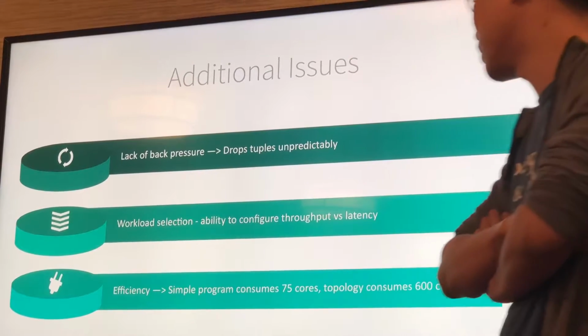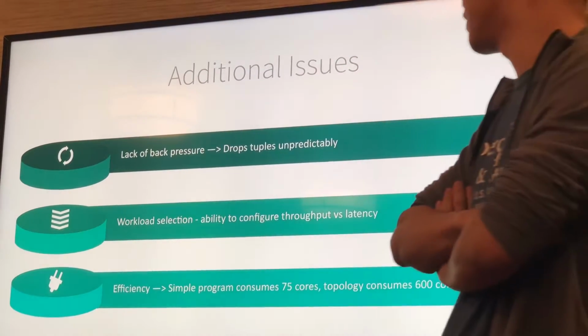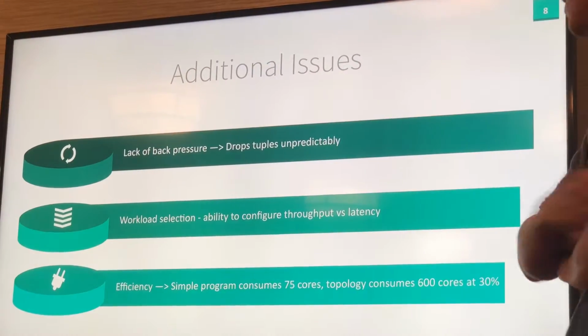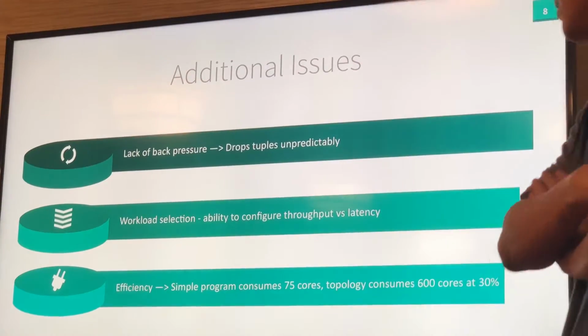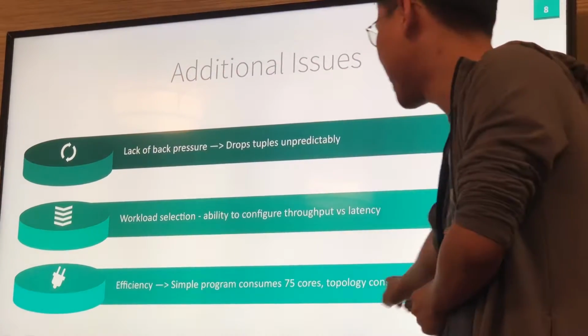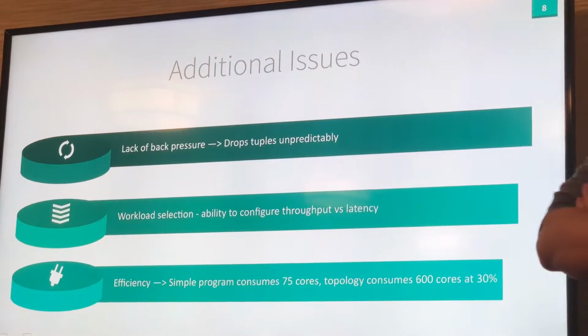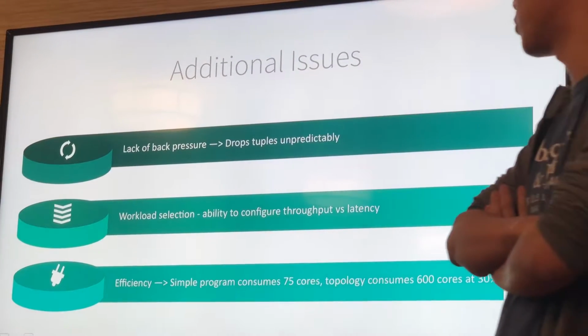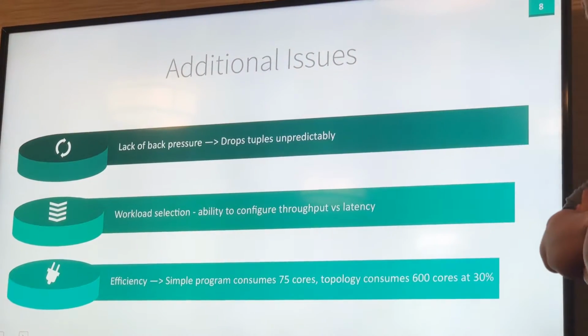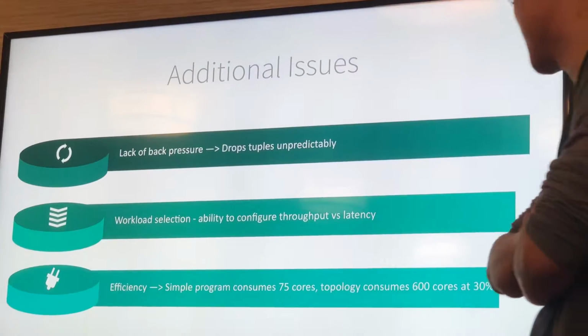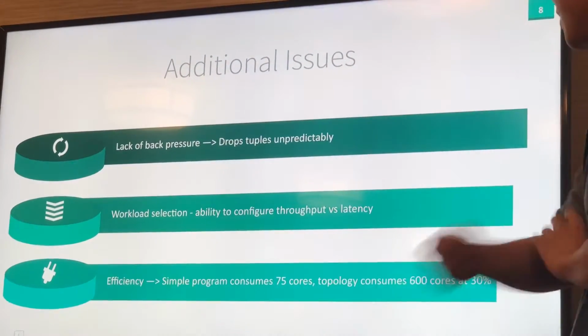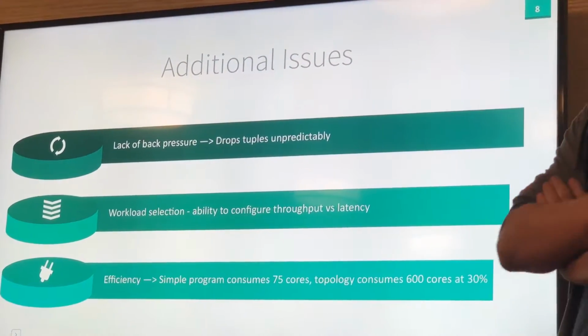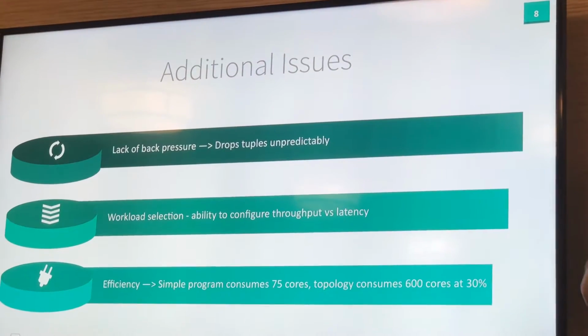And also there's no workload selection, and also efficiency issues, especially efficiency. This is some of our production job experience. For a very simple program, it consumes 75 cores, and the total topology consumes 600 cores and 30%.